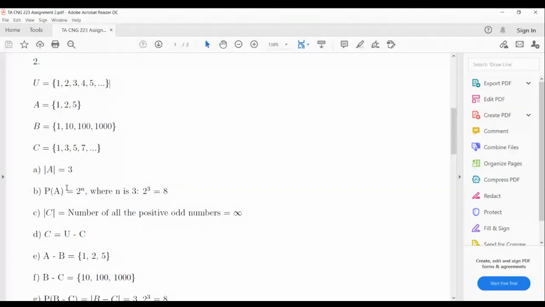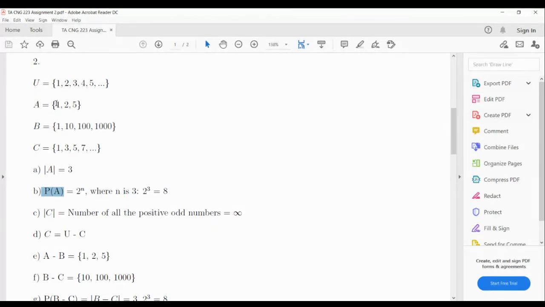What's the power set of A? This is not the correct answer. This one shows the size of the power set, not the power set itself. We asked you about the power set, okay? So in order to write the power set, you should include all the subsets of the set A.